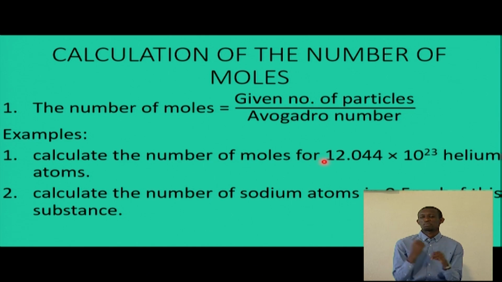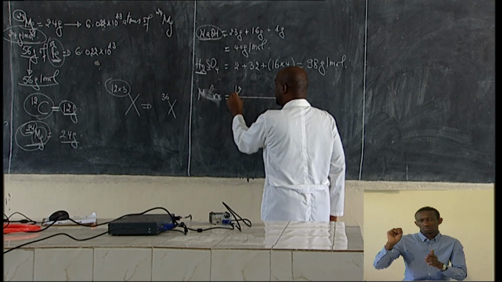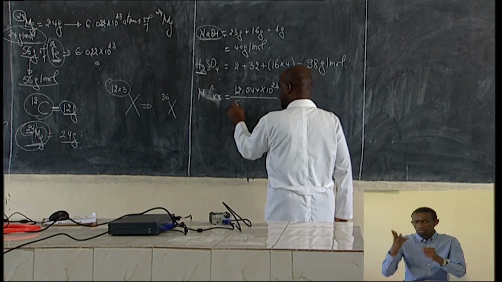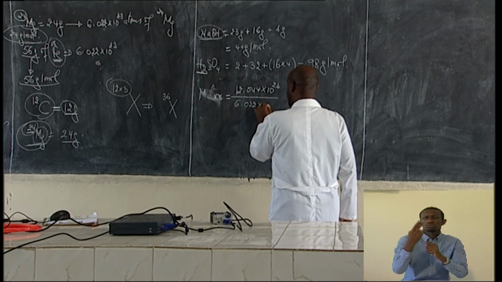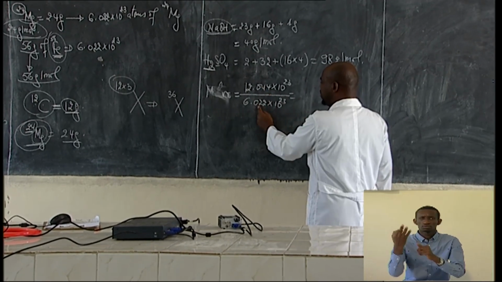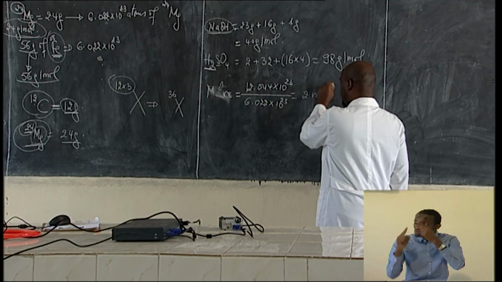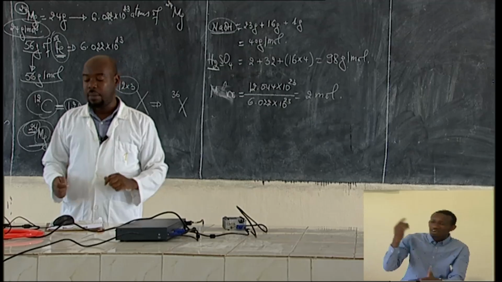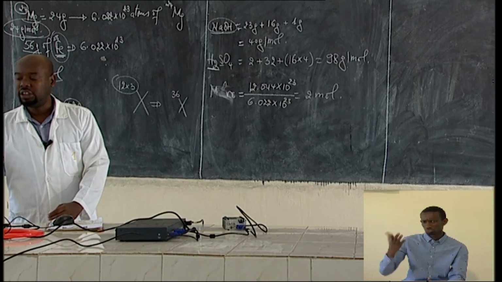Calculate the number of moles for this number of helium atoms. We have the number of moles. The number of moles here, it is n, which is equal to the particles we have, that is 12.044 times 10 power 23 over 6.022 times 10 power 23. And how many moles do we get? You can see this is double of this one, so we get 2 moles. In that example, we have 2 moles of helium atoms. The second is for your exercise.